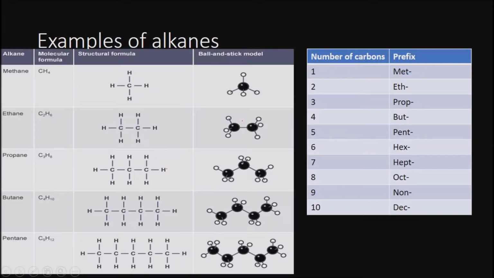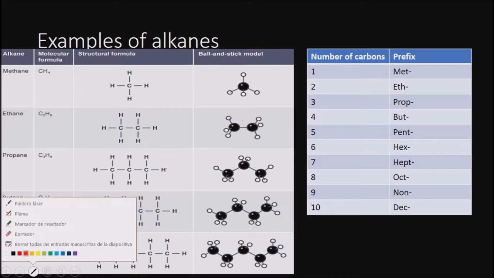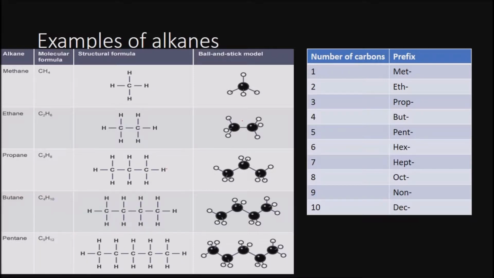We can name the alkanes depending on how many carbons they have. Here we have two carbon atoms, so we're going to have the prefix eth. So this is an eth, and as we are talking about alkanes, we have the suffix ane, and this is the ethane.